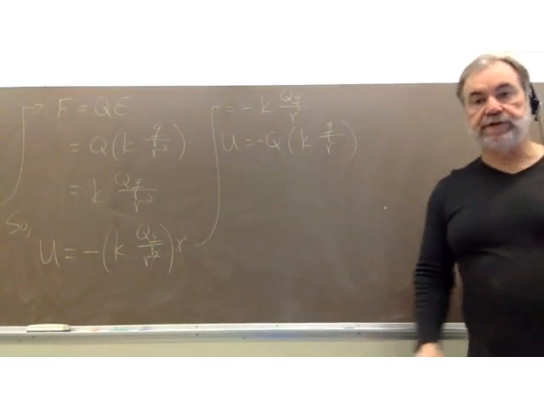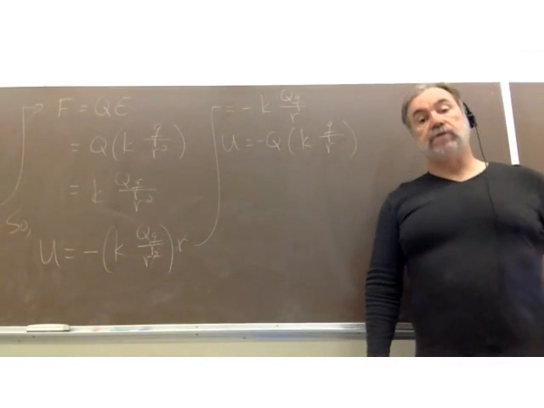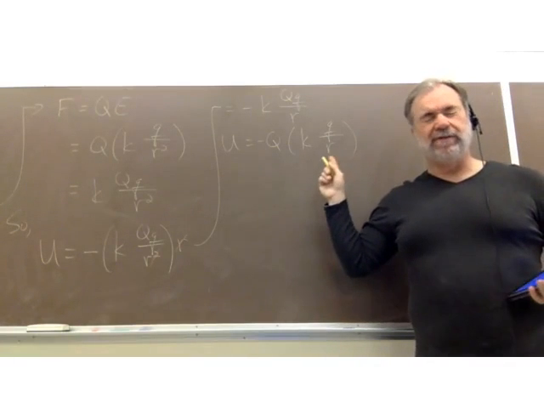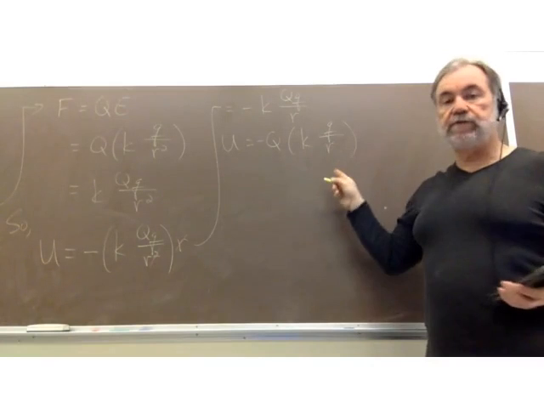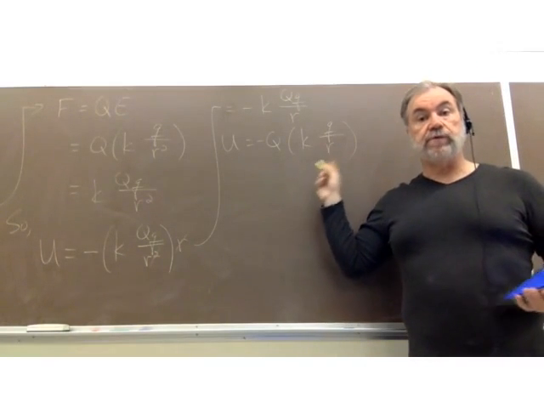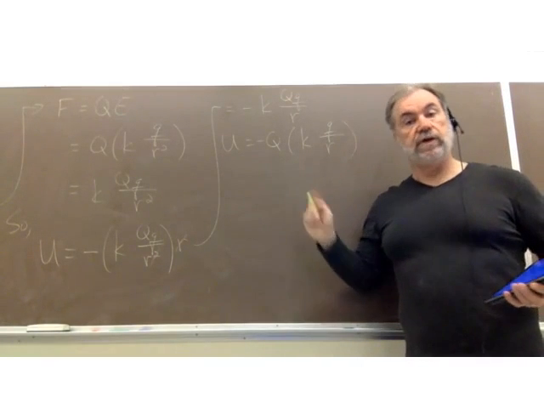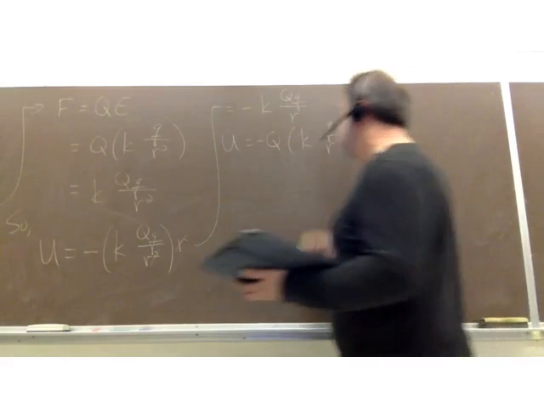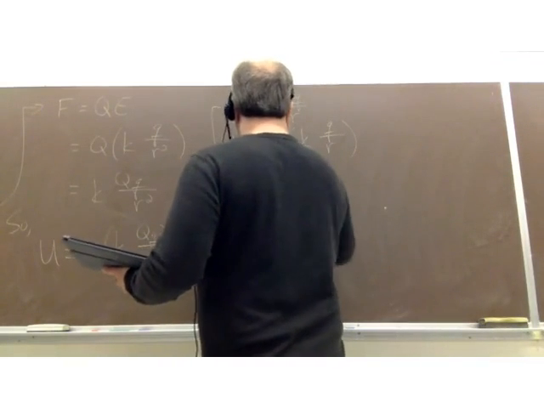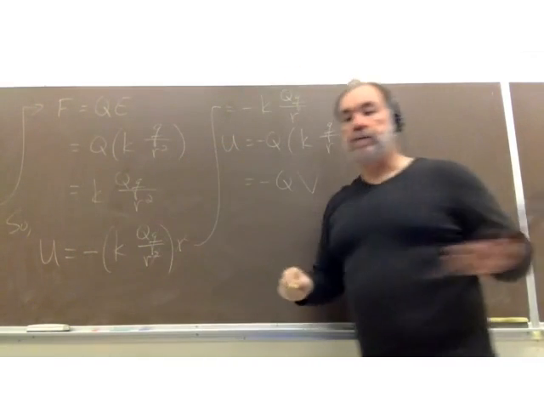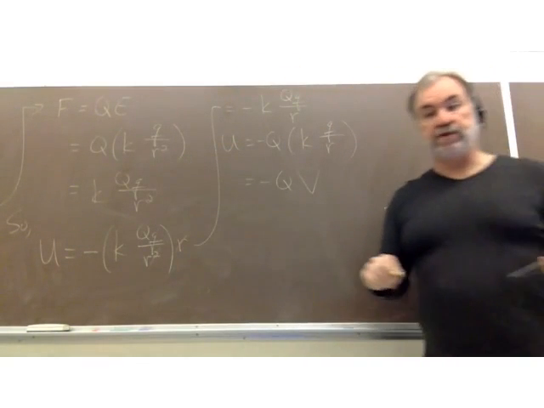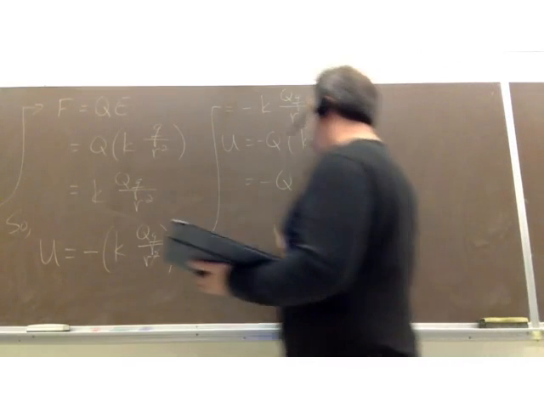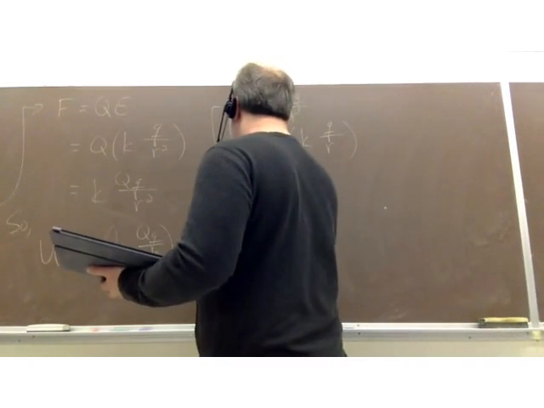But the stuff in parentheses is just the electric potential difference between the location in space where the test charge started and the location in space where the test charge ended up. In other words, delta V, the electric potential difference between starting and ending points. So that's the connection.